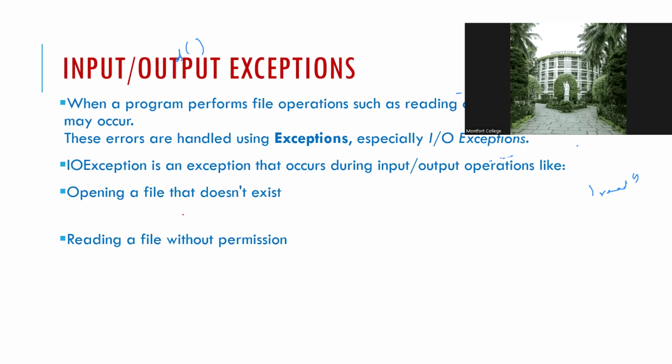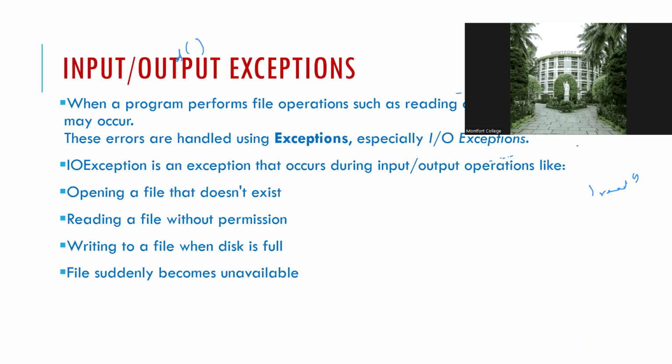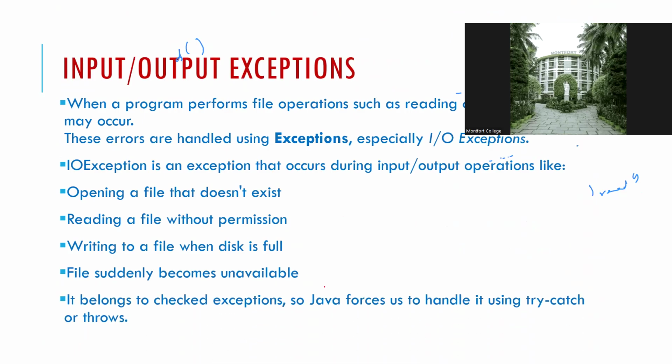So exceptions, we have to know about this. Exception in the sense, when we read the file, what are the exceptions that can be raised, and when we write, what are the exceptions that can be raised. What are the exception possibilities, we have listed here. First one: when a program performs file operations such as reading or writing, errors may occur. These errors are handled using exceptions, especially IO exception, input output exception.